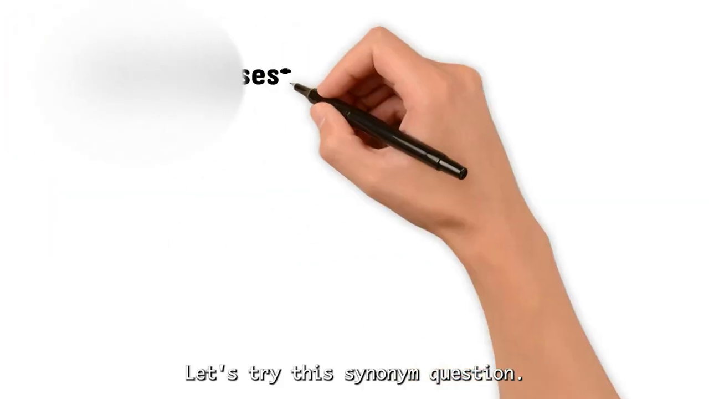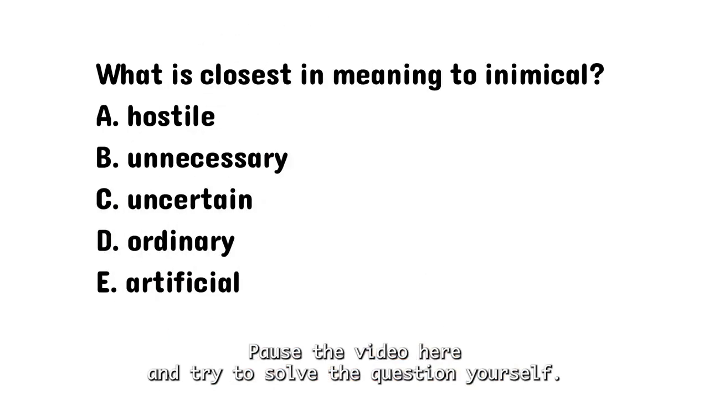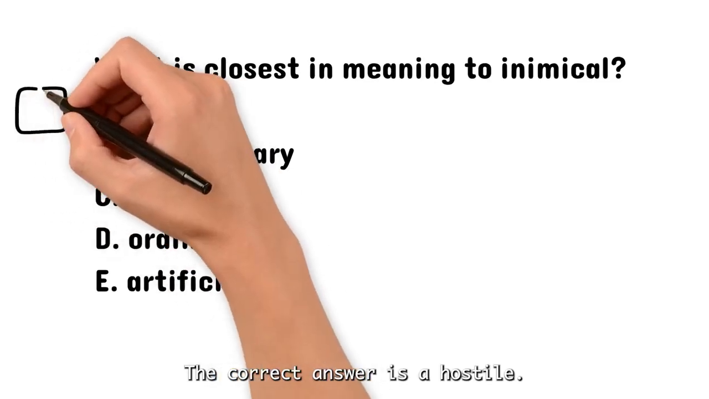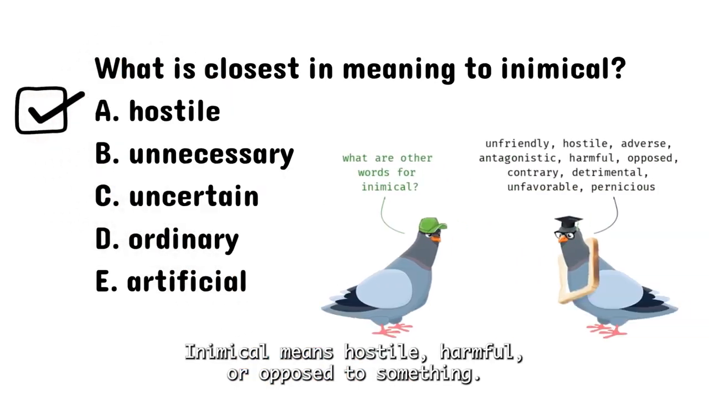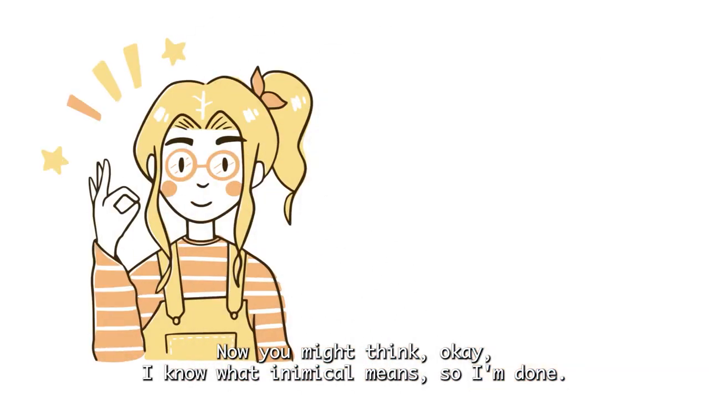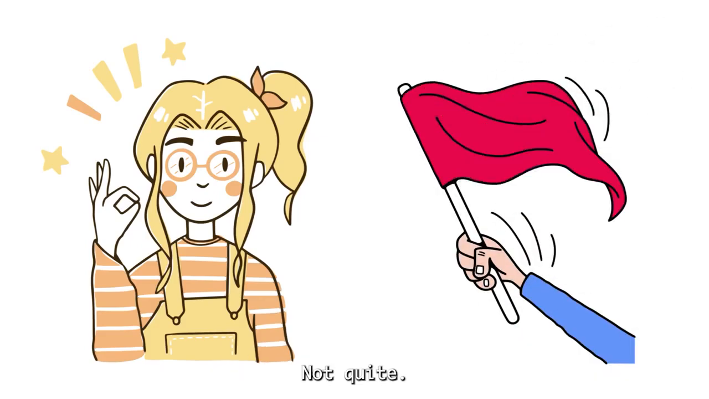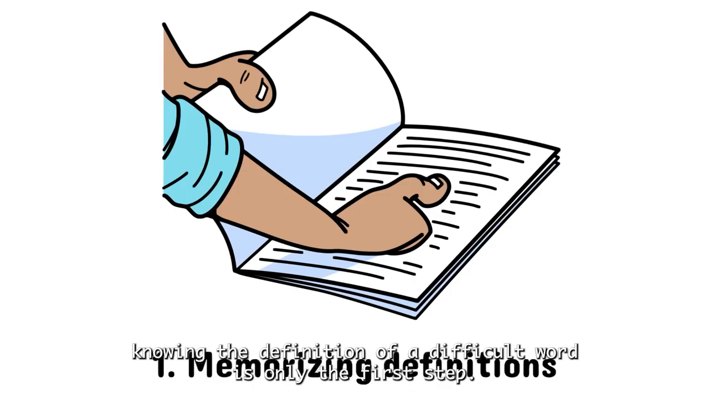Let's try this synonym question. What is closest in meaning to inimical? Pause the video here and try to solve the question yourself. The correct answer is A, hostile. Inimical means hostile, harmful, or opposed to something. Now you might think, okay, I know what inimical means, so I'm done. Not quite. Because on the SSAT, knowing the definition of a difficult word is only the first step.